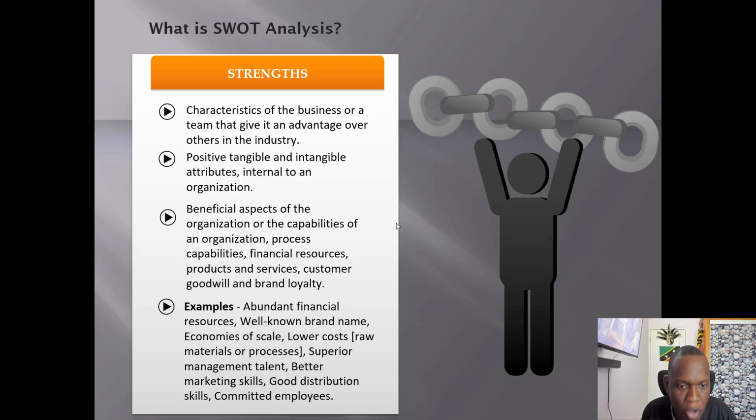Beneficial aspects of the organization are the capabilities of an organization: process capabilities, financial resources, products and services, customer goodwill, and brand loyalty. All those are strengths because some companies are just living off of their customers being loyal to the brand. Right? So these are some benefits that not everybody would have. There are some people who just love the Nike, love the Hoka, love the Adidas.